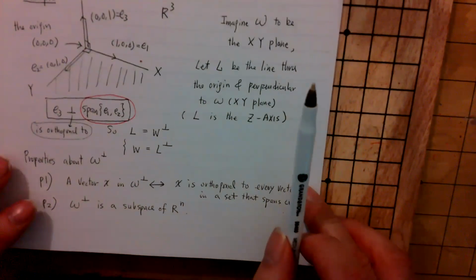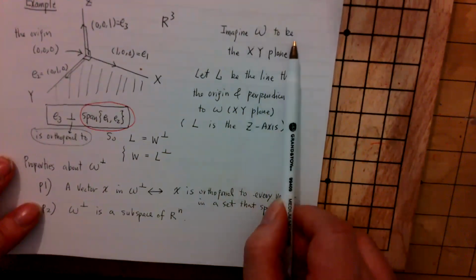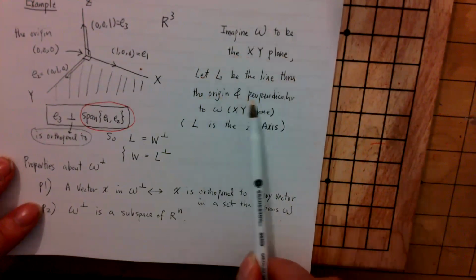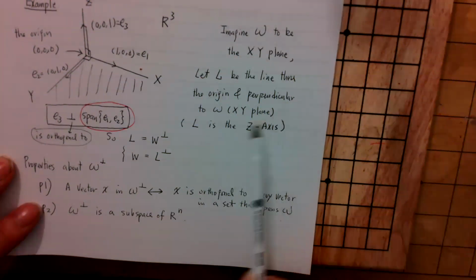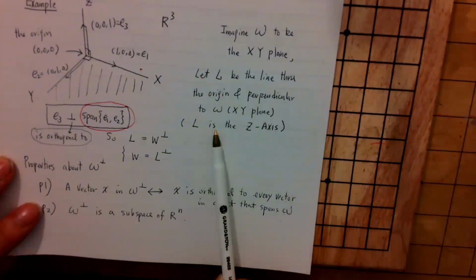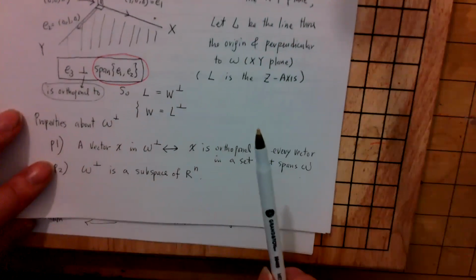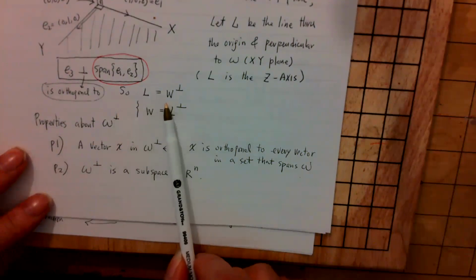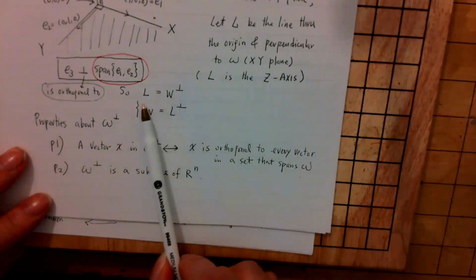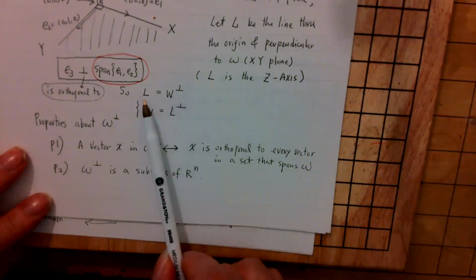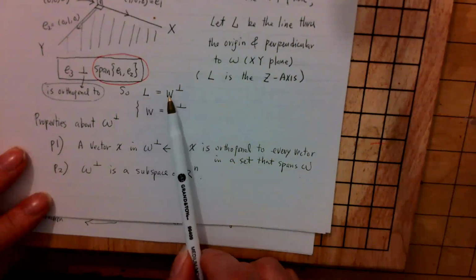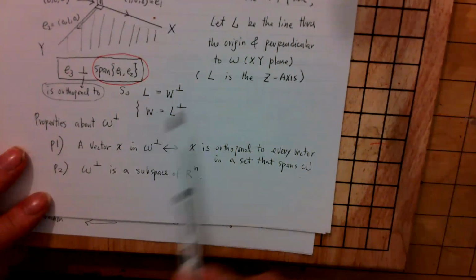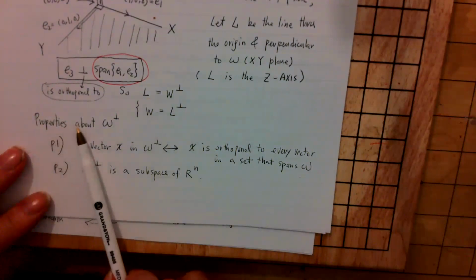So imagine that W is the XY plane and let L be the line through the origin perpendicular to W. And as I mentioned earlier, L is the Z-axis. So in this case, we can say L is W perpendicular, not complement. L is W perpendicular, and W is L perpendicular.